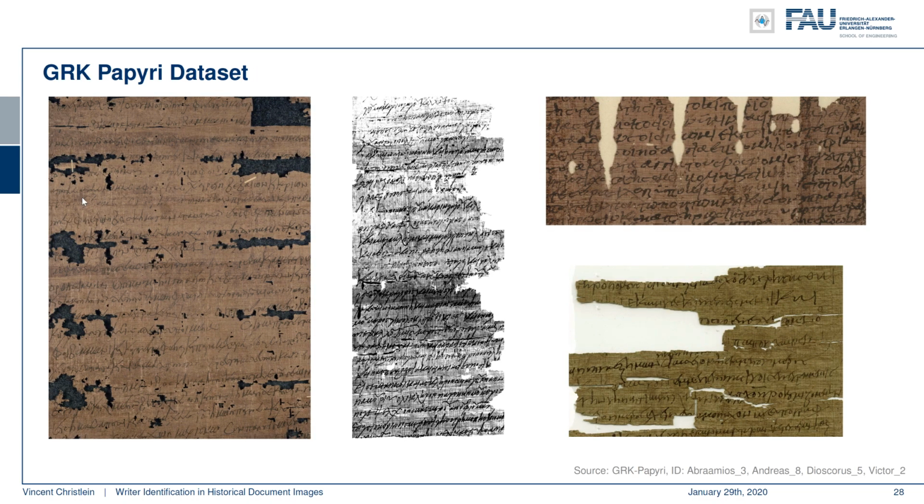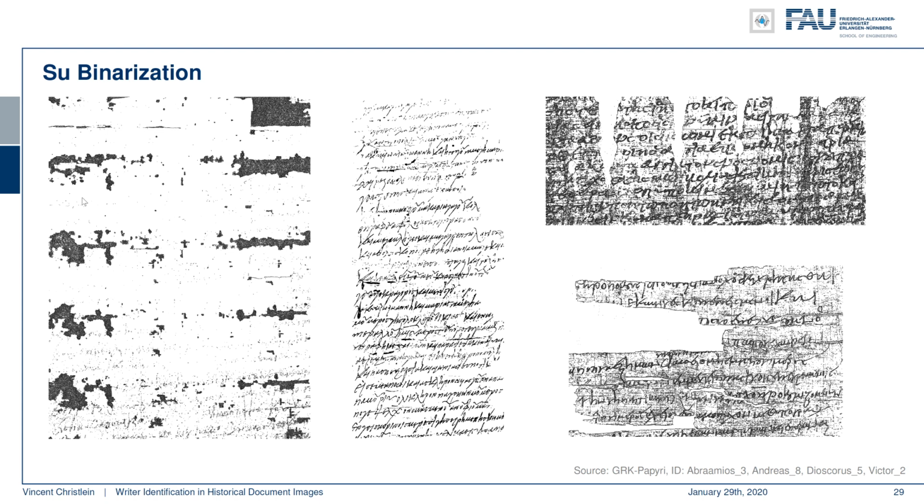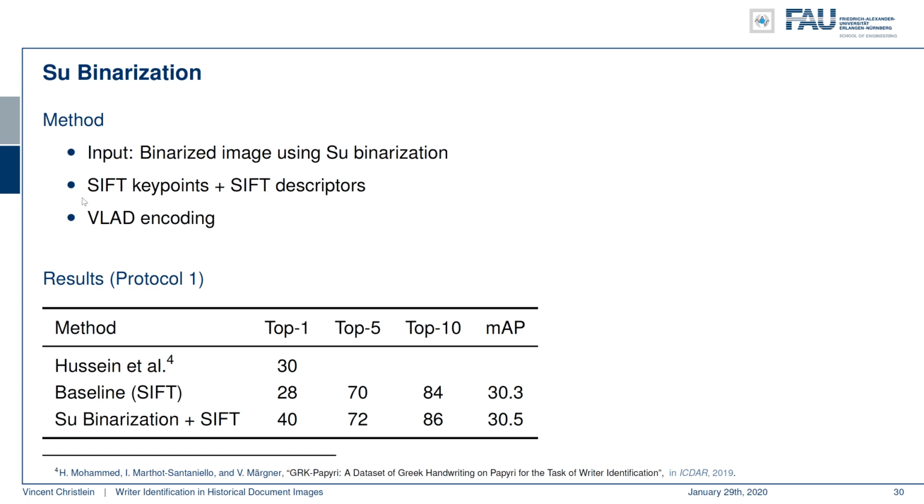Okay, so back to the Papyri dataset. I just used Su binarization. It's a binarization technique by Su et al., 2010. And some work nicely. The middle one works okay. The other ones not so much. But at least we have some pictures which have fewer artifacts. And so the recognition results also increased quite drastically, from around 30% to 40%. And that was quite nice, and I was happy.